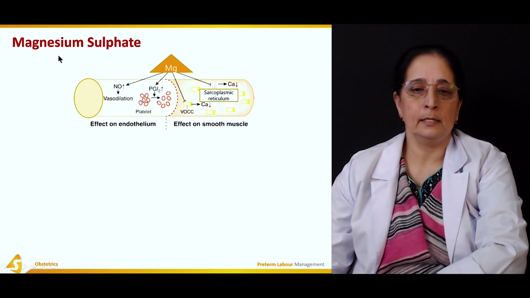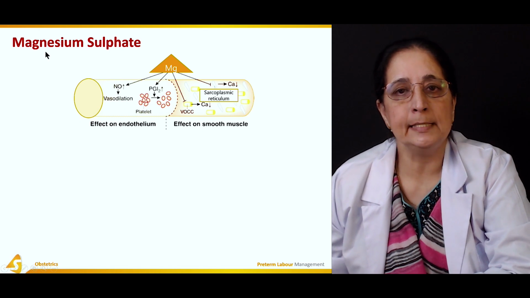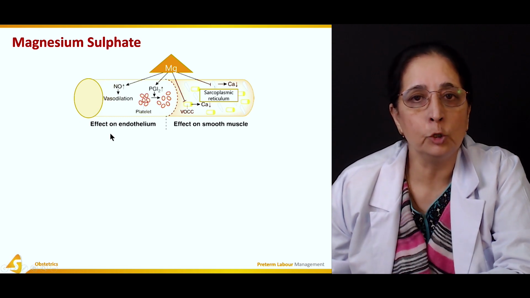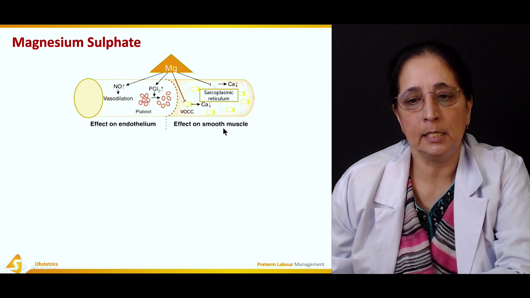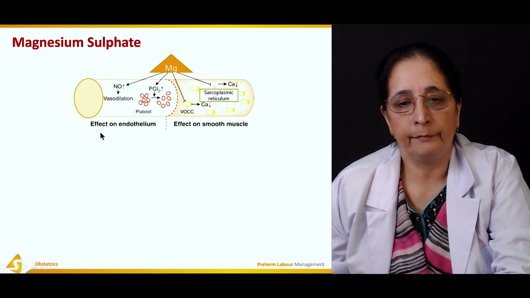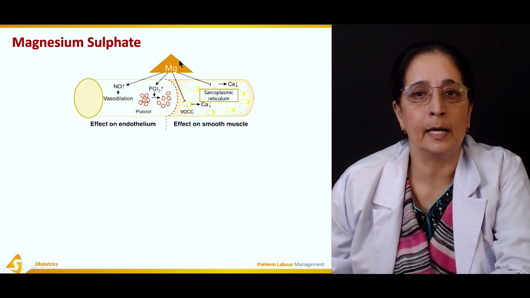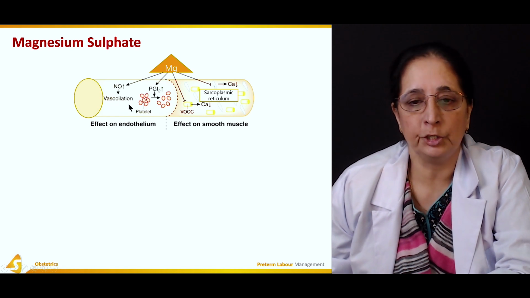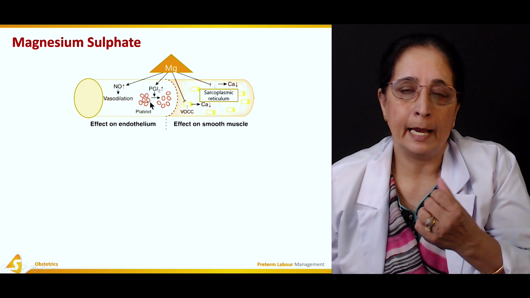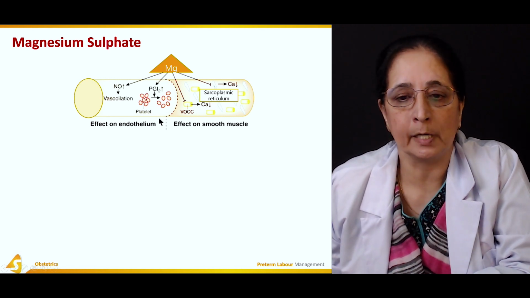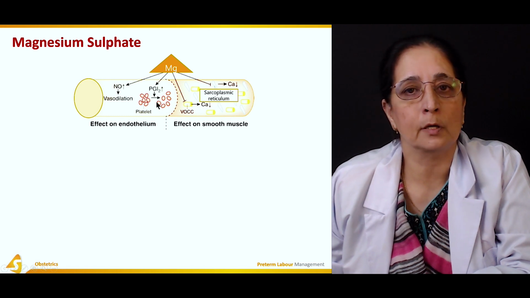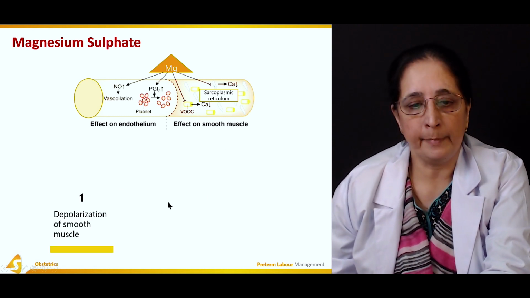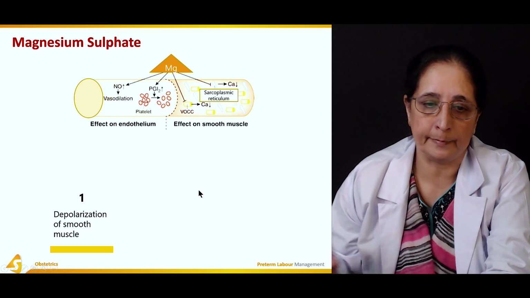Then another drug that can be used is magnesium sulfate. The magnesium sulfate has effect on the endothelium and on the smooth muscle. The effect on the endothelium is by the production of nitric oxide, which causes vasodilation, and it prevents the adherence or sticking of the platelets together by the production of prostaglandins, and it has effect on the smooth muscles also. The effect of magnesium sulfate in 4 steps we have.